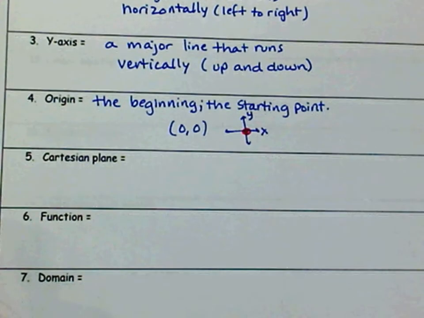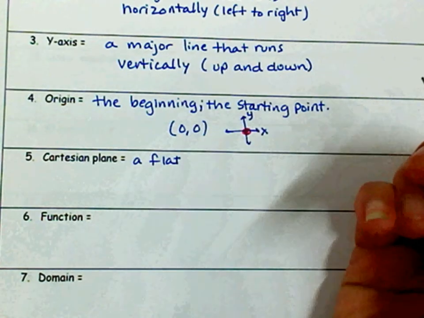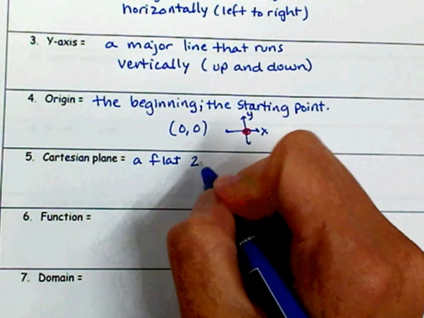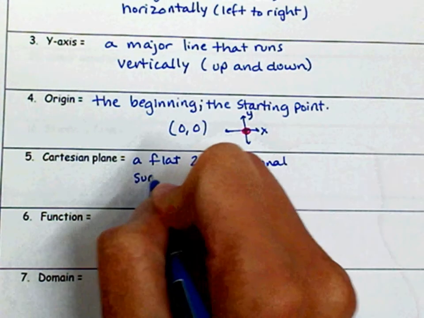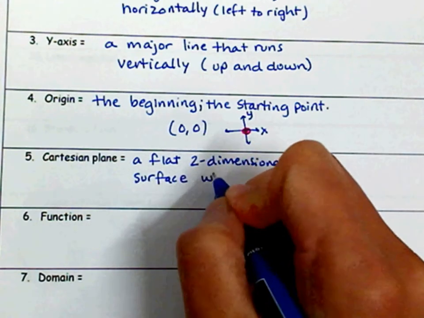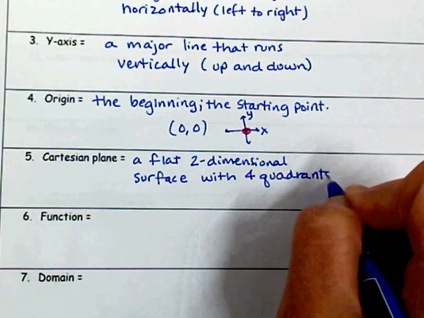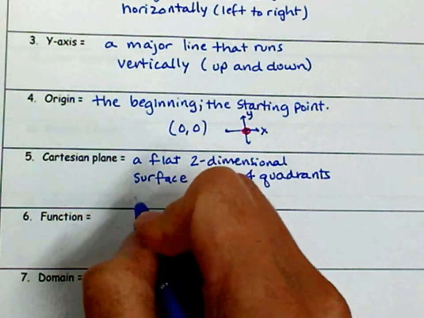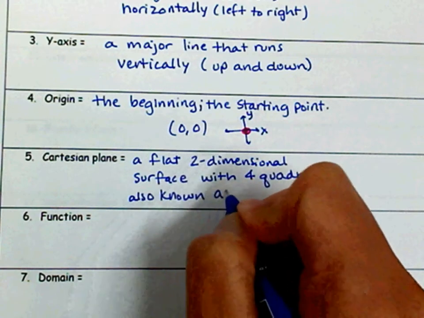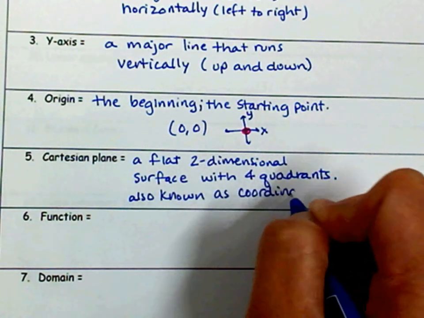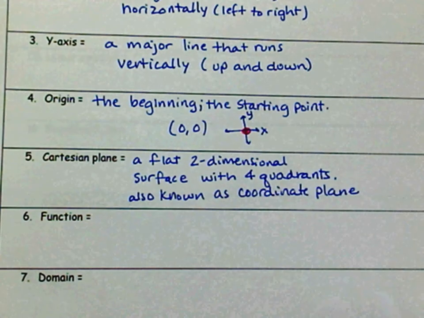A Cartesian plane is a flat, two-dimensional surface with 4 quadrants. That is a Cartesian plane. Sometimes it's also known as a coordinate plane. Coordinate plane. Sometimes you see that word as well.